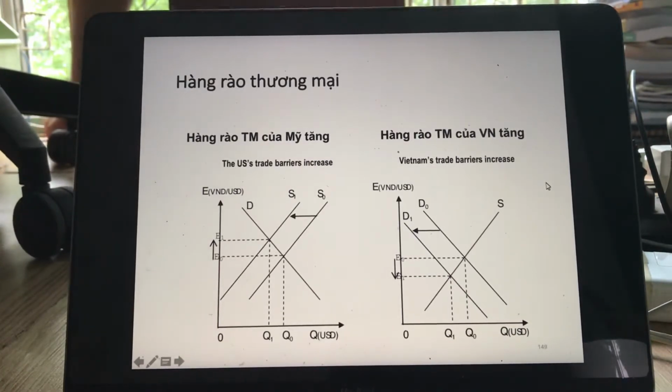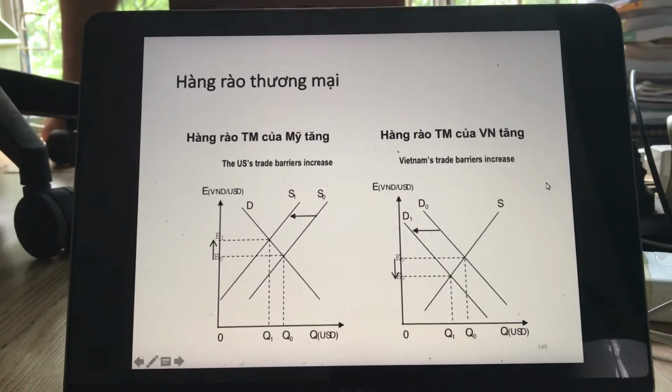And here, when the U.S. trade barriers increase, as your classmate mentioned, we export less. And when we export less, the supply of foreign currency decreases. So it shifts the supply curve to the left, and as a result, it raises the exchange rate.